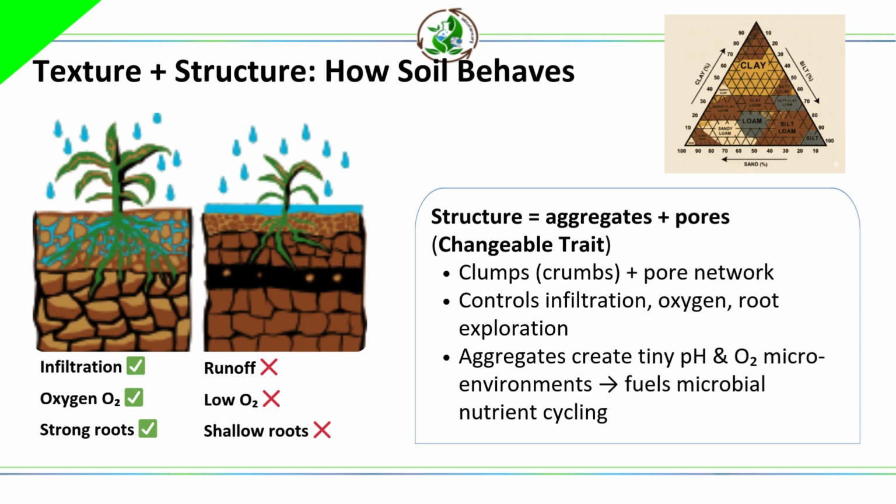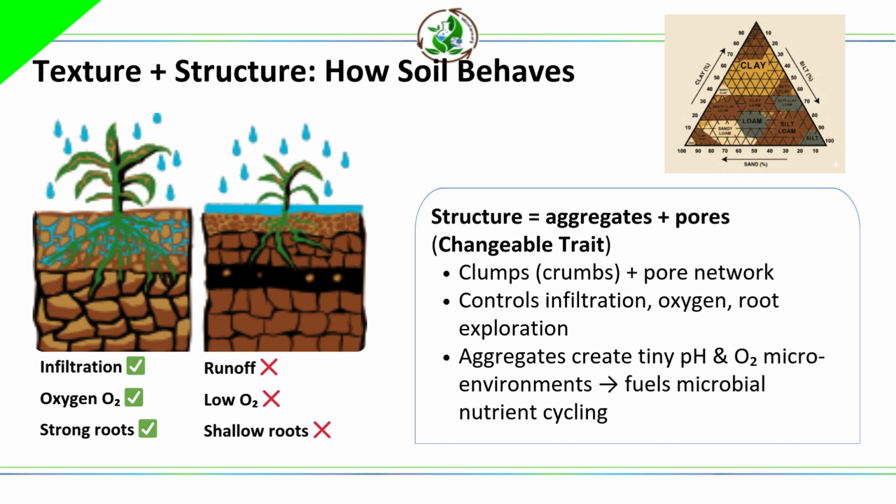Earlier we saw how texture is fixed, but structure we can improve. Structure is about aggregates and pores. It's changeable with management. Picture soil aggregates like little natural bricks. They hold together dirt particles, leaving gaps for air and water. When structure is good, rainwater infiltrates slowly and evenly, giving plants more moisture. Roots can spread through the crumbly soil, and microbes have space to live.